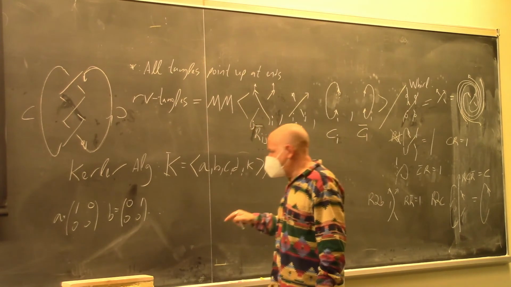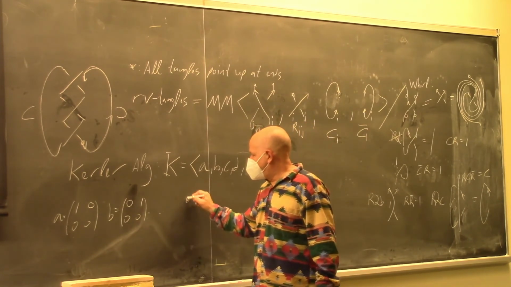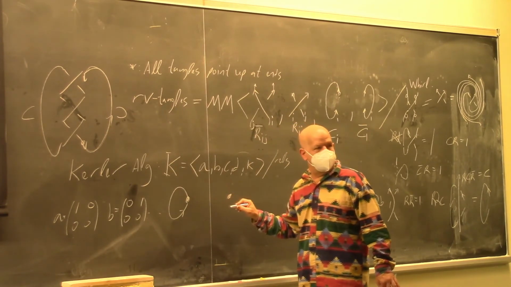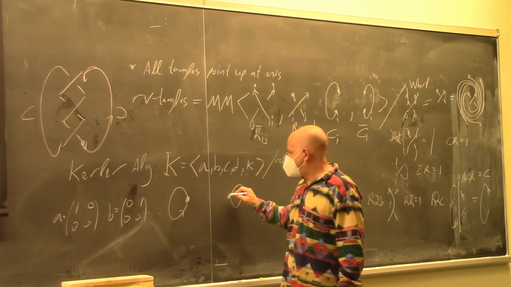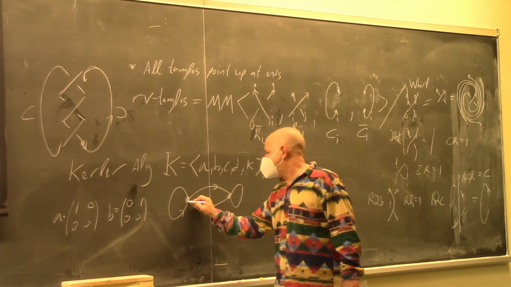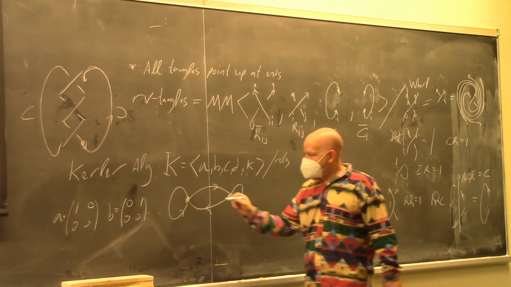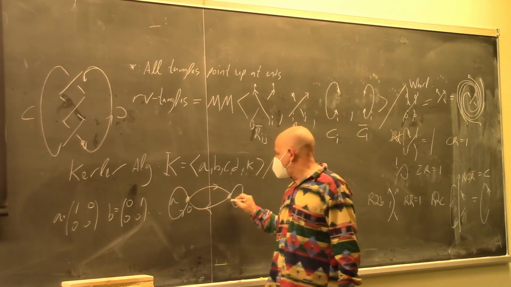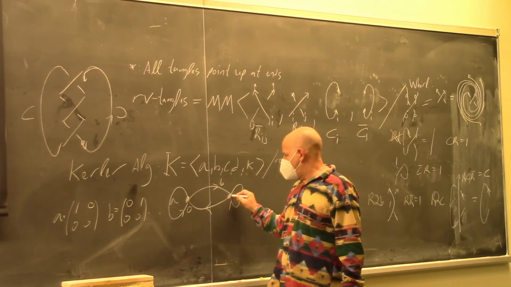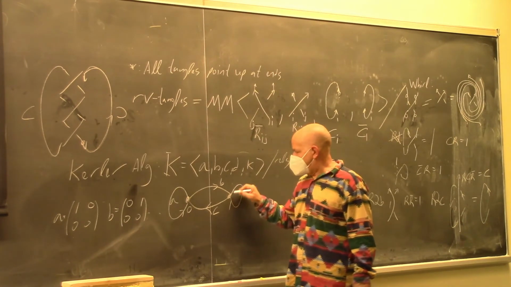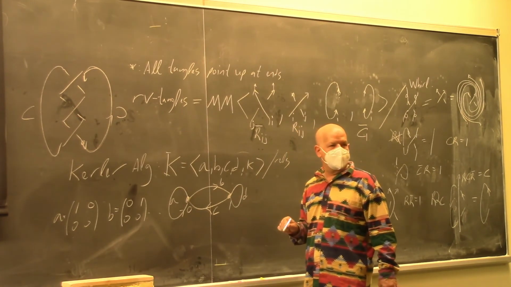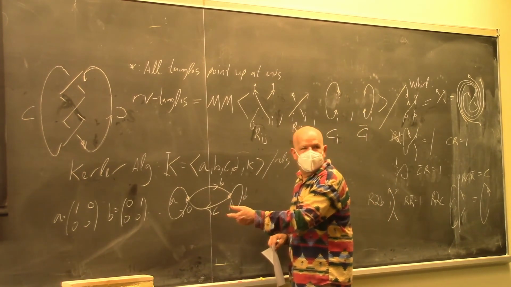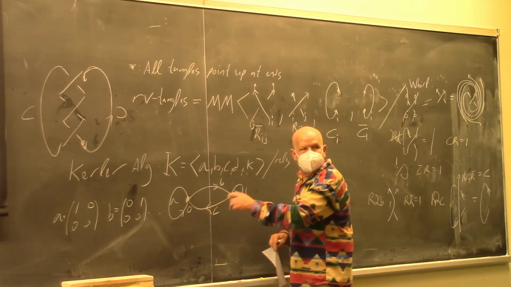Here's a different way of saying the same thing. You draw the following graph. You have two nodes, and A goes from this node to itself, B goes from node 0 to node 1, C goes from node 1 to node 0, and D goes from node 1 to node 1. They multiply by concatenation, and if they don't match, the product is 0.